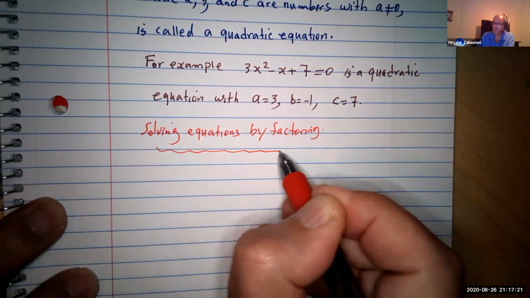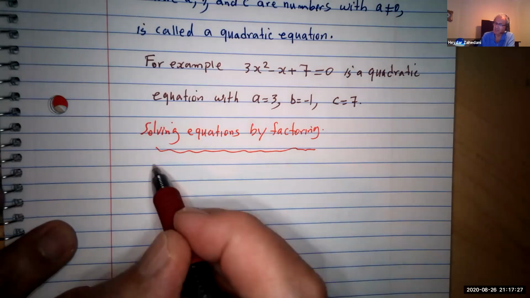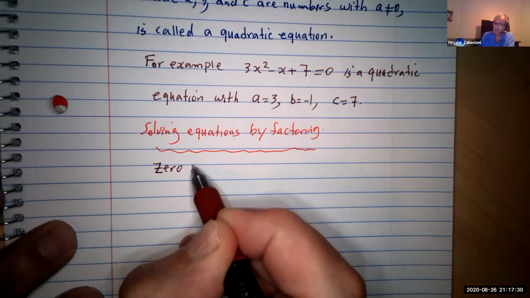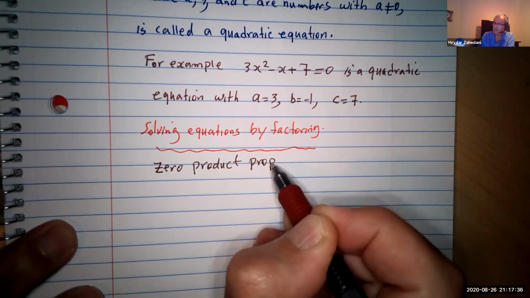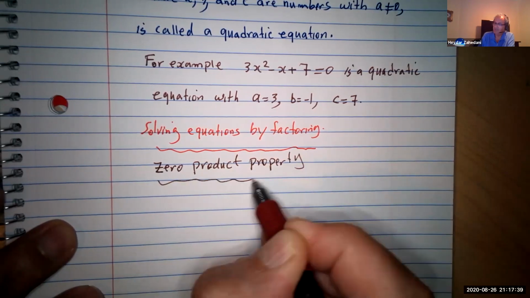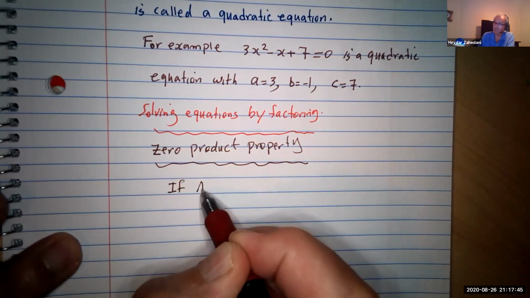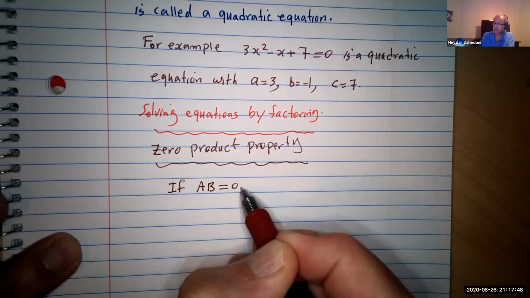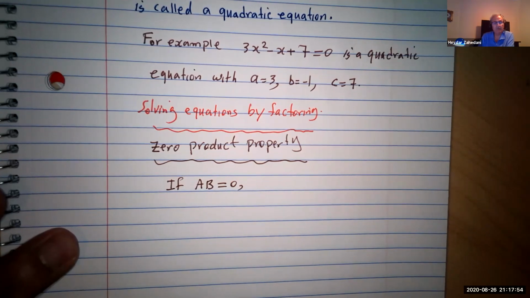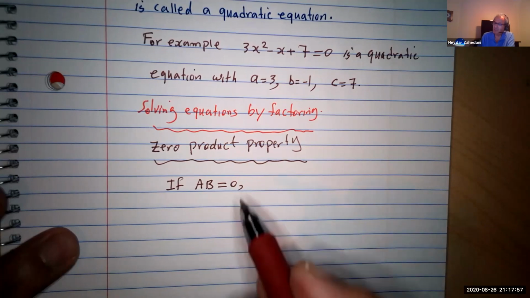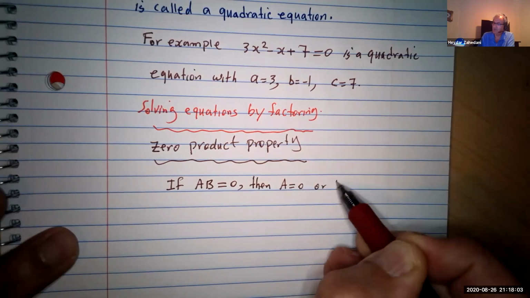You know that in this case, you have to use the fact that we call the zero product property. So what is the zero product property? It will tell you that if a product of two numbers, two expressions, is equal to 0, the reason that the product is 0 is because one of them is 0, or both of them are 0. So in this case, either A is 0 or B is 0.